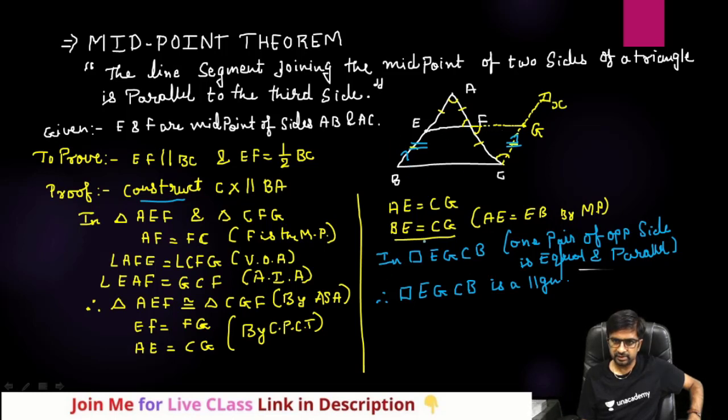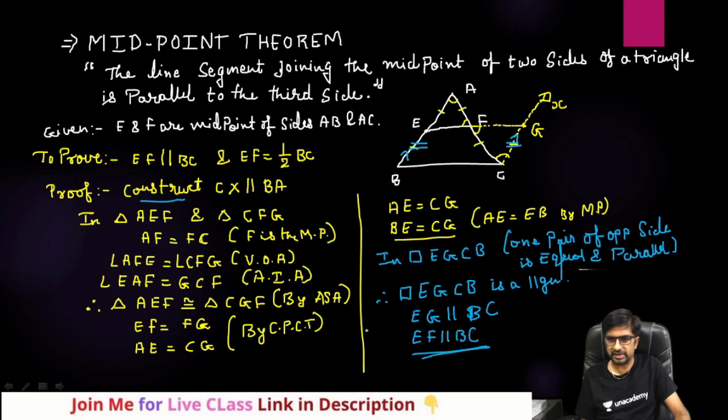Therefore this is a parallelogram. So can I say EG is parallel to BC? The full EG is parallel, so instead of EG, can I say EF is parallel to BC? If the full is parallel, the part is also parallel. This is our first answer. Now second answer. These two are equal. Can I write EG equals BC?